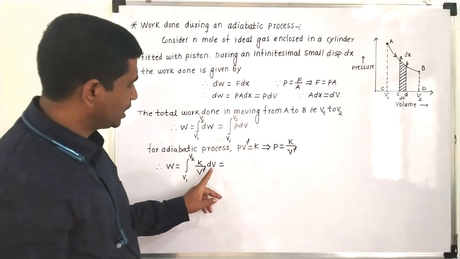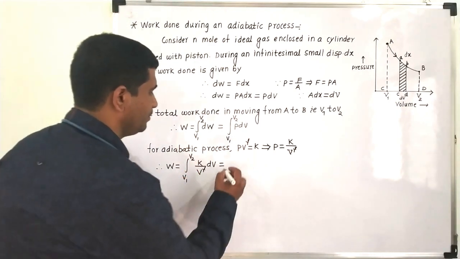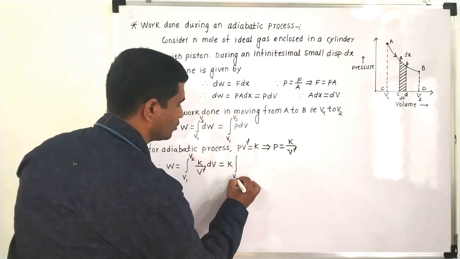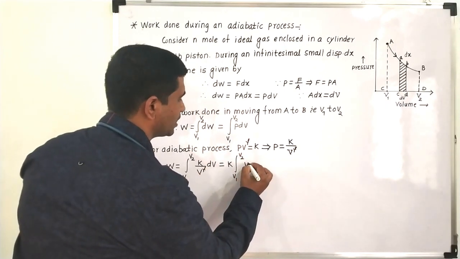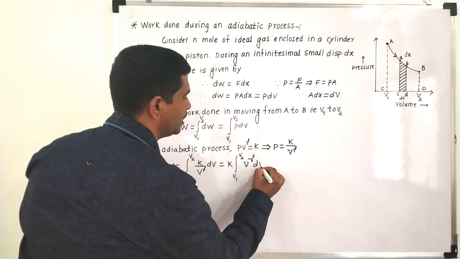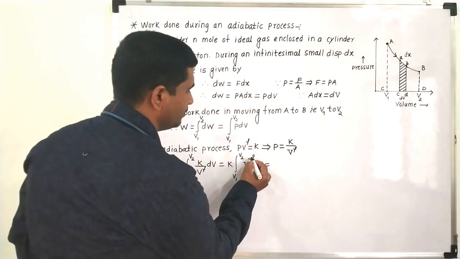Okay, now we know that our integral is with respect to v. This k will be constant, so we can take it outside. We get the integral from v1 to v2 of v raised to gamma, which, if I transfer it to the numerator, becomes v raised to minus gamma into dv.